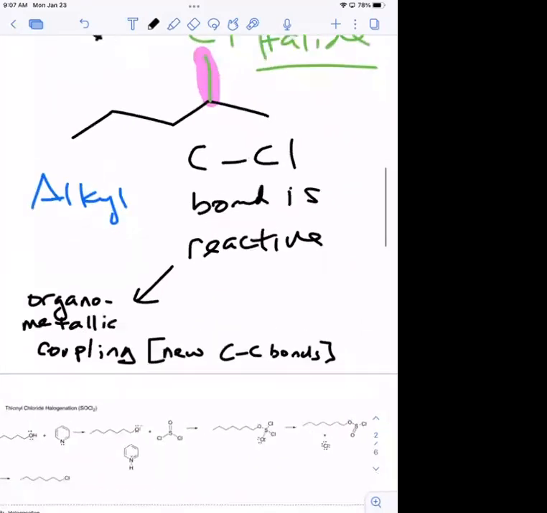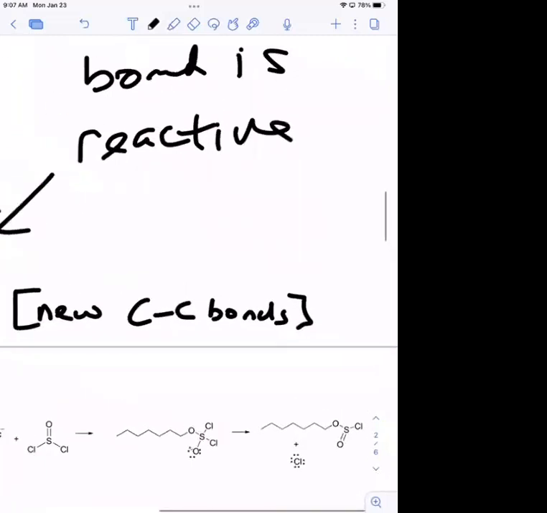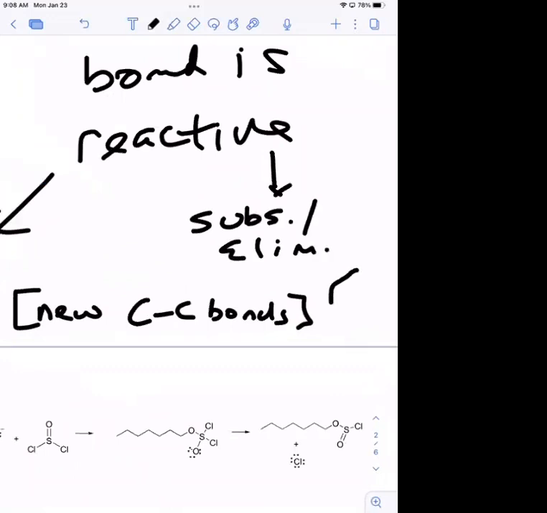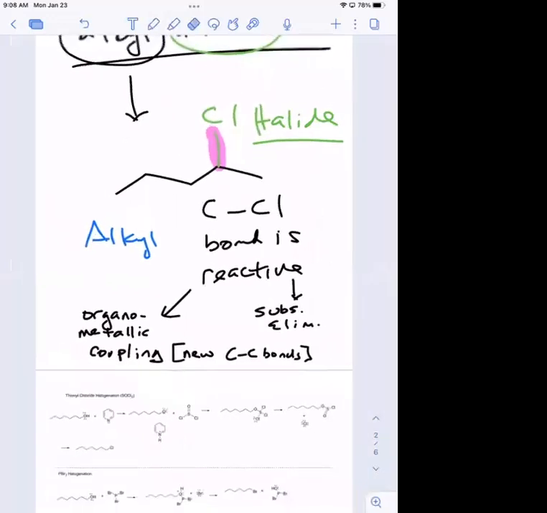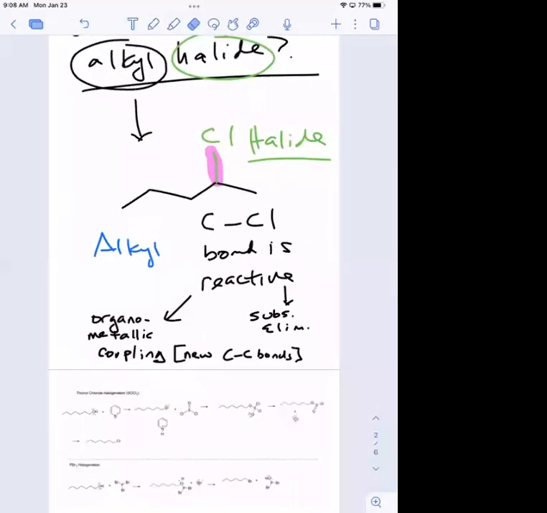Another reaction that we're going to talk about that I already mentioned, but I'll say it again here, is substitution and elimination. That carbon-chlorine bond is very susceptible to substitution reactions. All right, any questions so far? So these alkyl halides are a very important class of functional groups. You use them for a lot of different stuff.